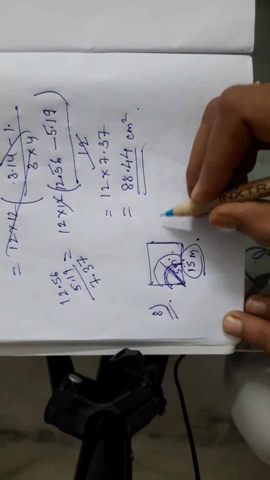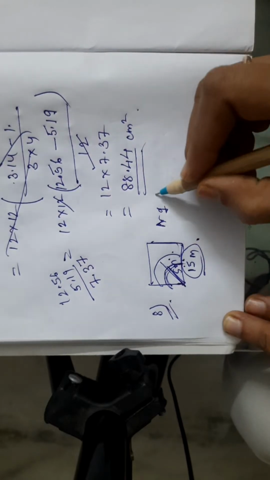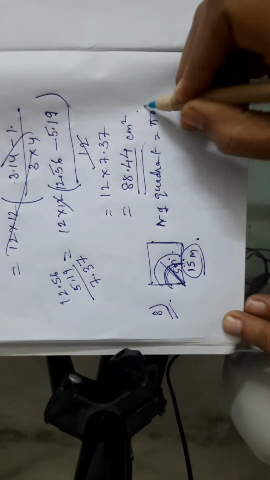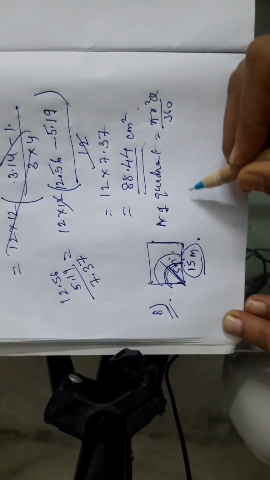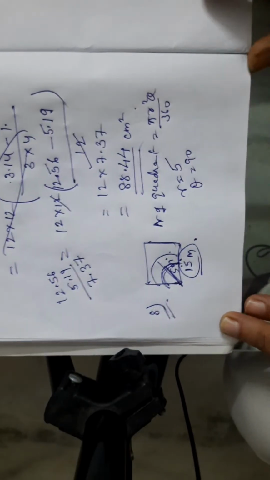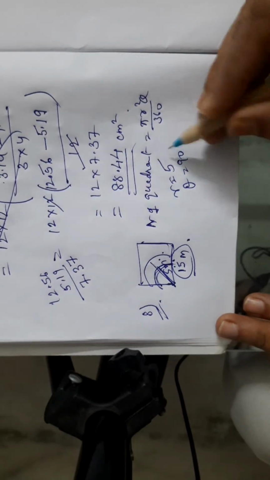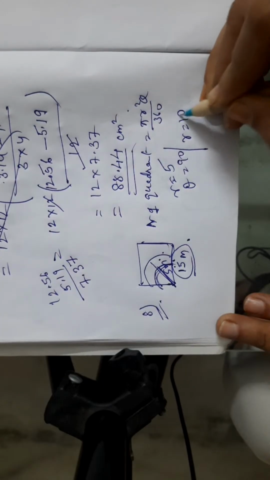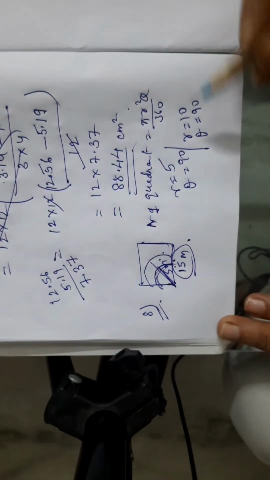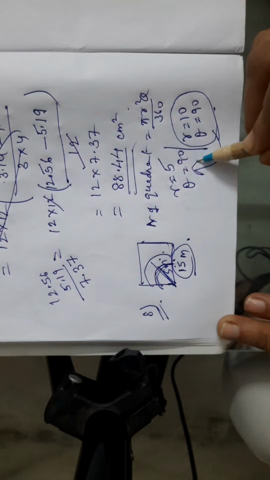So for the first part, area of quadrant is pi r square theta by 360, where radius is 5, theta is 90. So this you complete on your own. So simple, you can complete it. Again we'll be calculating using radius 10 and theta 90 only. So whatever answer you get for the second case, you need to subtract the first one from it to get the increase.